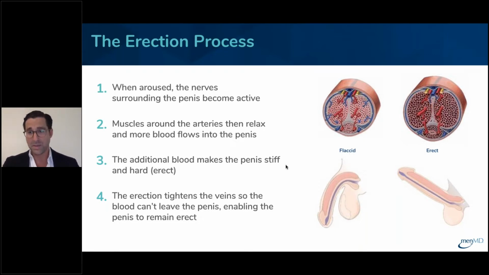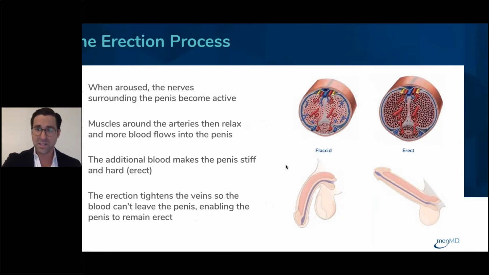This process begins to reverse. The veins begin to open up. The dam opens, we'll say, and the floodgates open, and the blood starts to flow back, and you then become flaccid again. So this is the process of how somebody gets an erection.